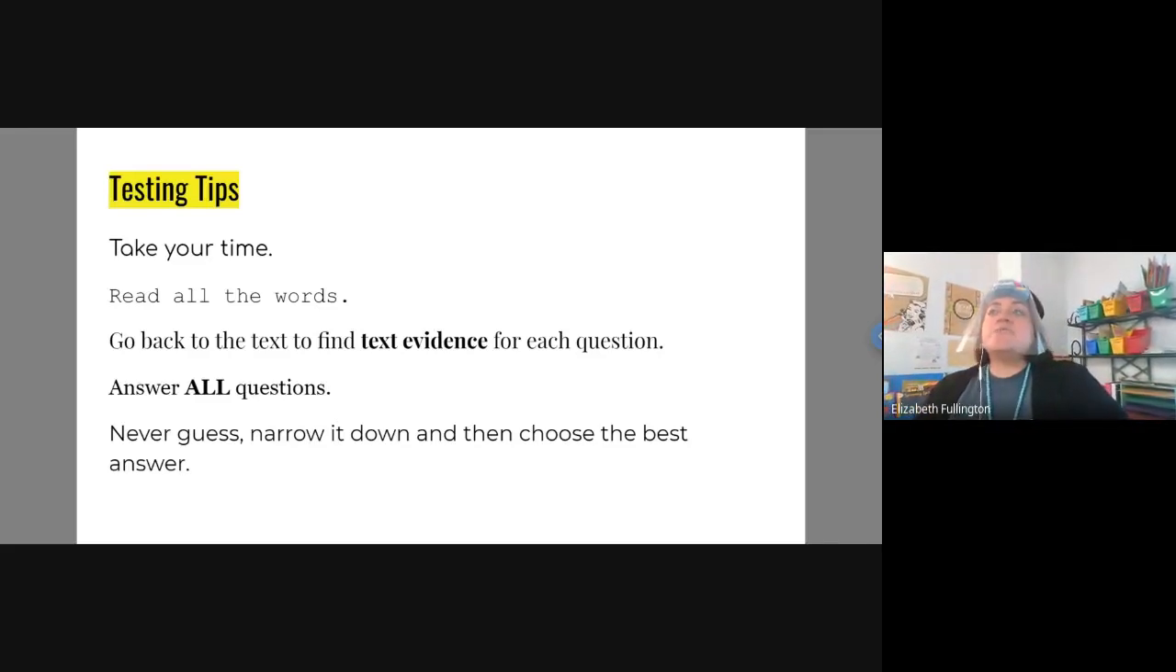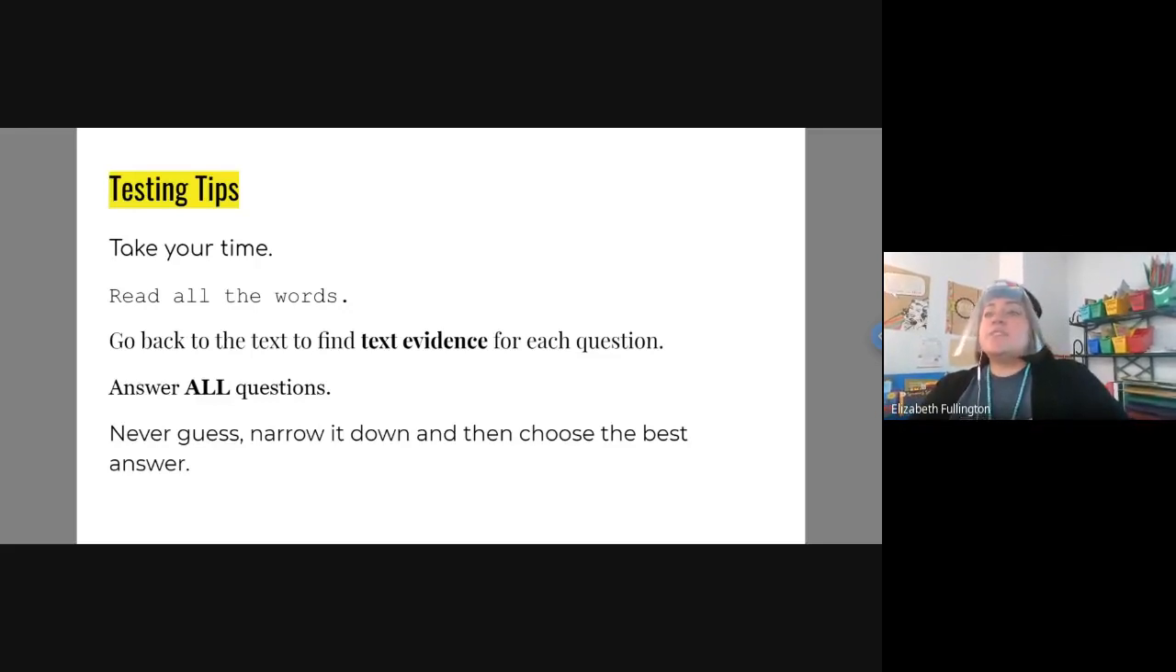So remember how Miss Fullington said, oh, I think we need to go back into the story and find that answer. That's how you are, remember, detectives, and you're looking for clues in the story to help you answer the questions, right? So it says, should we ever skip any questions? No, we need to answer all questions because all questions count. Yes, never guess. We should never guess. Always narrow it down and then choose the best answer.